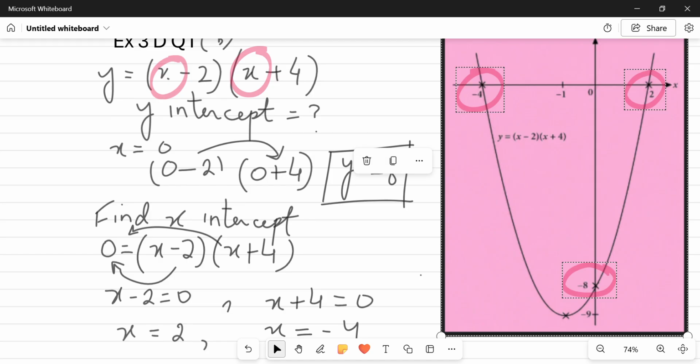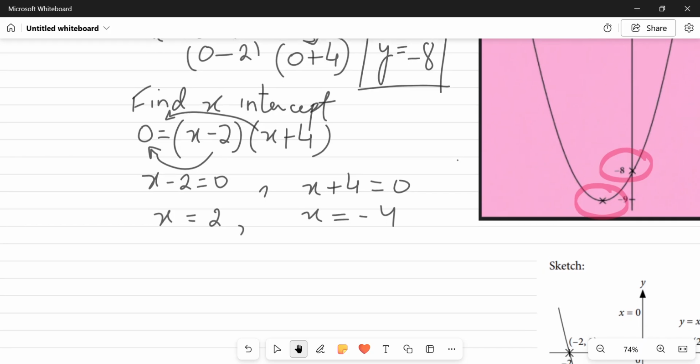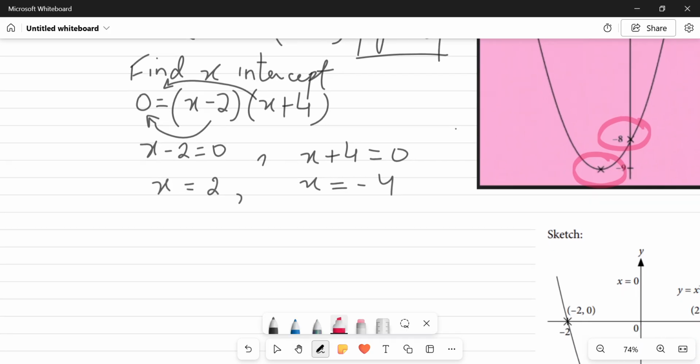And after plotting this, now we need to find the turning point. It's very important how to find the turning point, this point. We want this point at which the parabola is going to turn. So I'm going to find the turning point right here.